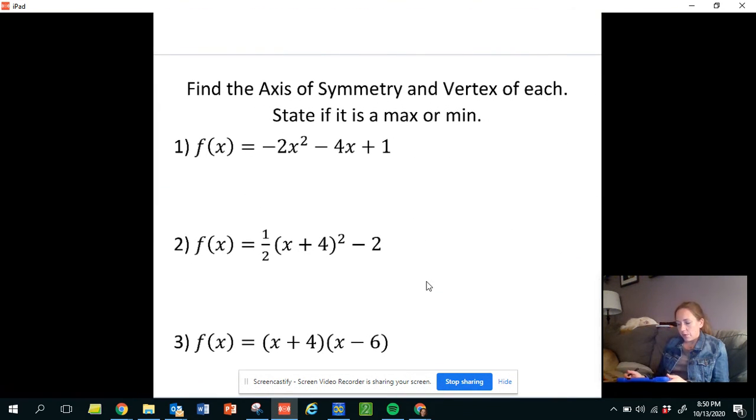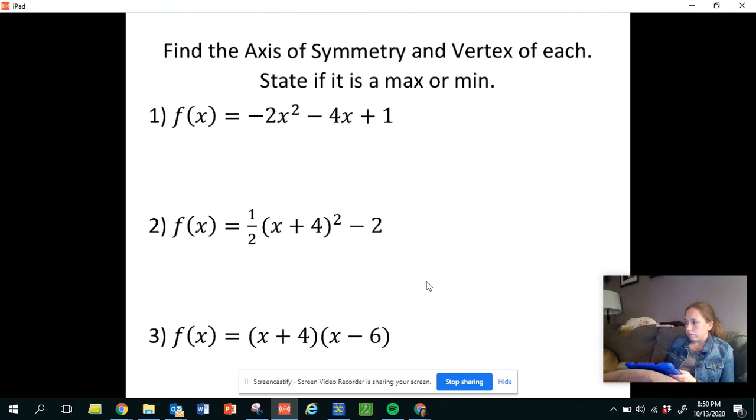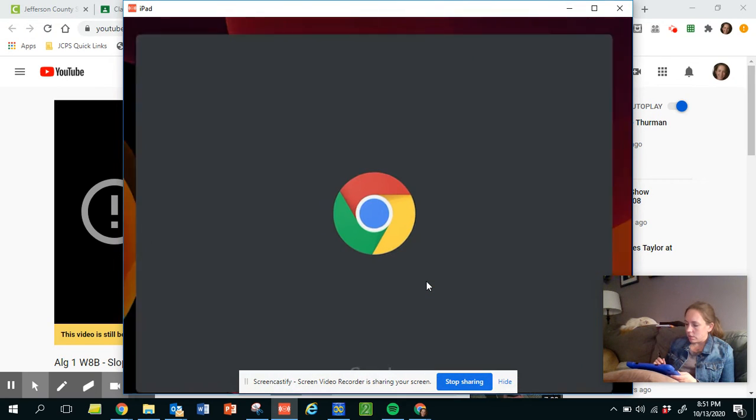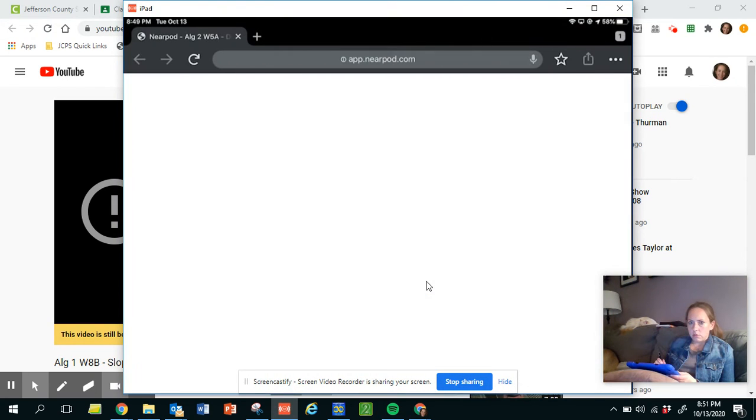So for each of these, we are going to use the graphs to find the axis of symmetry and the vertex. So we are going to go over to something called GeoGebra. If you have a graphing calculator at home, awesome. If not, you have access to the internet and you can go there.